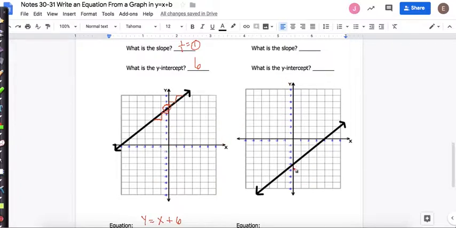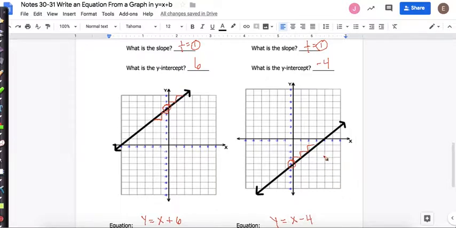And the last one, what is the slope? So we go up 1 over 1, up 1 over 1, up 1 over 1. Yes, it is a slope of 1. So 1 over 1 equals 1. What is the y-intercept? It's where it crosses the y-axis at negative 4. So that's going to tell us it's a subtraction equation. And since the slope is 1, we're going to write y equals x minus 4, because when the y-intercept is negative 4, it's a subtraction equation.